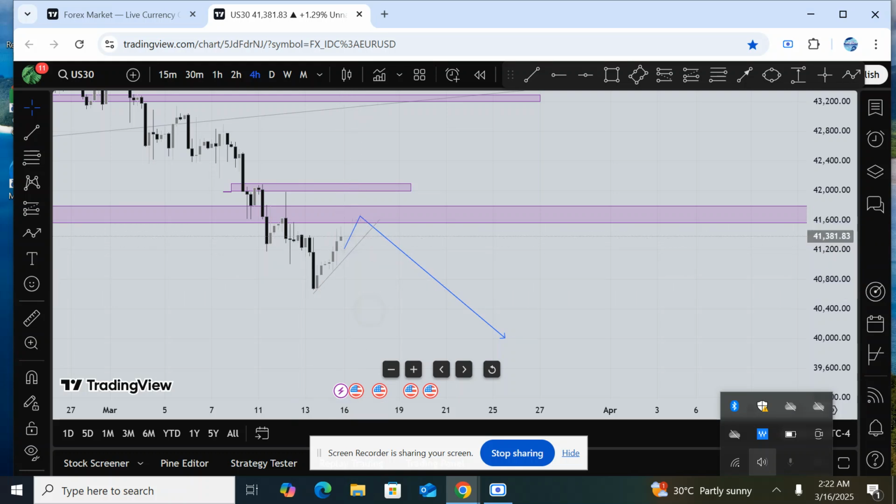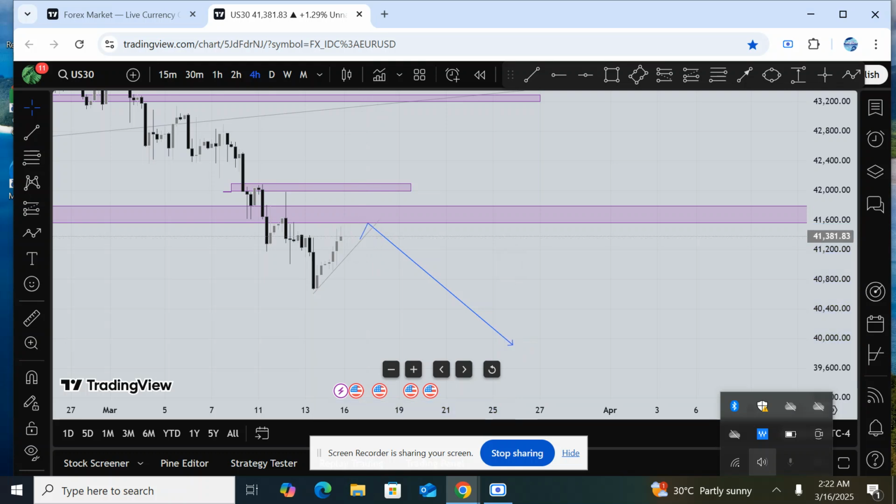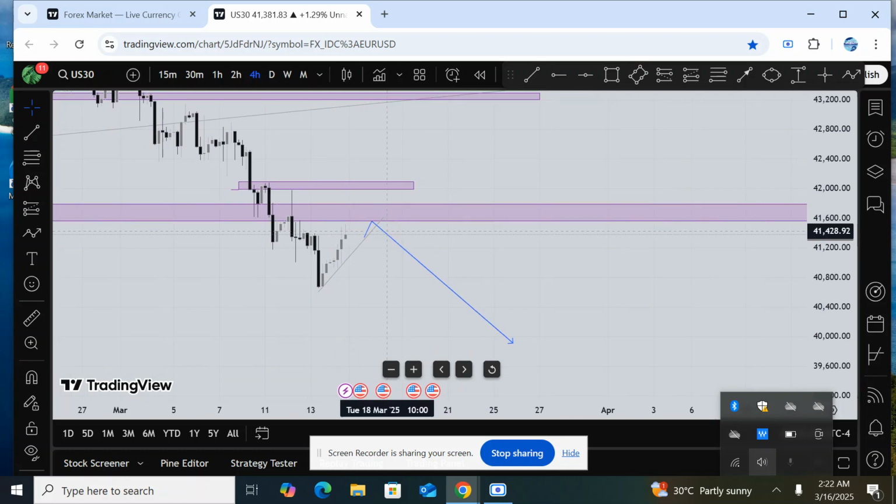I will still leave this CTL line, and let's see what will happen. If US 30 is going to break down below this CTL line, we can catch it on a mini pullback before taking it down. First level target is going to be 40,678.84.